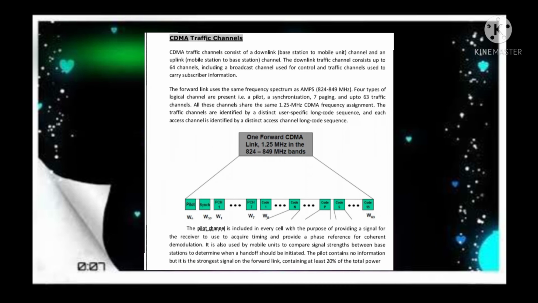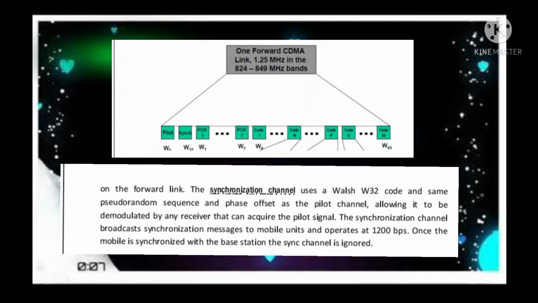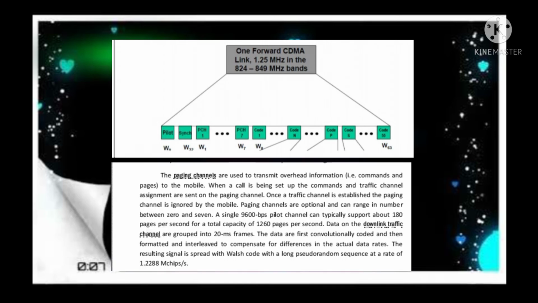The sync channel uses a Walsh W32 code and the same pseudo-random sequence and phase offset as the pilot channel, allowing it to be demodulated by any receiver that can acquire the pilot signal. The paging channels are used to transmit overhead information to the mobile. When a call is being set up, the commands and traffic channel assignment are sent on the paging channel. Once a traffic channel is established, the paging channel is ignored by the mobile. Paging channels are optional and can range in number between 0 and 7.